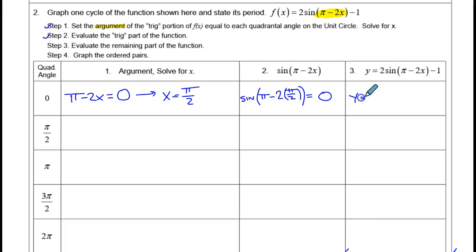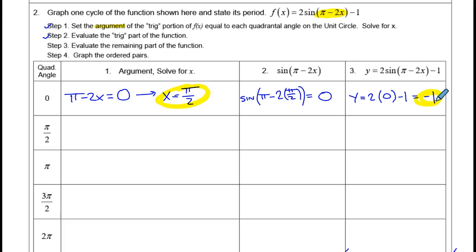So I have y equals 2 times the sine of pi minus 2x. We just did that in the previous column. That's 0, and then minus 1. 2 times 0 minus 1 is negative 1. So I have an x-coordinate of pi over 2, and I have a y-coordinate of negative 1 on the graph of this function.